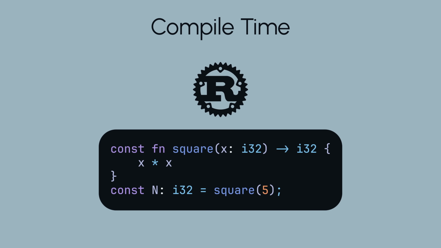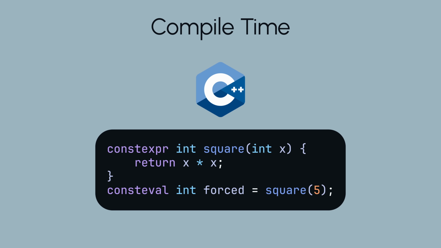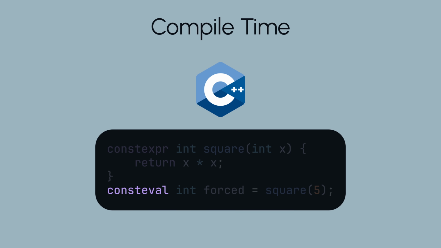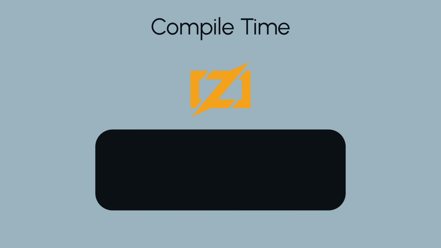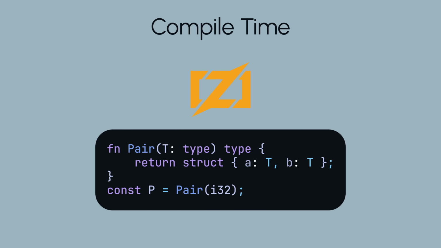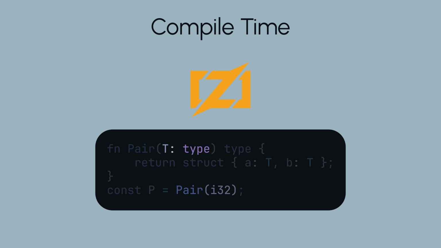Rust has const fn, which lets you mark a function as runnable at compile time, so the compiler will evaluate it during compilation when it's called in a const context. C++ has constexpr for the same purpose, with consteval to force evaluation. Zig takes this further with comptime, which lets you run essentially the whole language at compile time and treat types as first-class values that functions can compute and return.